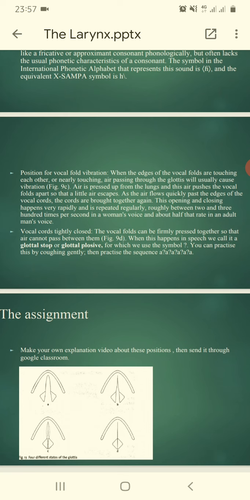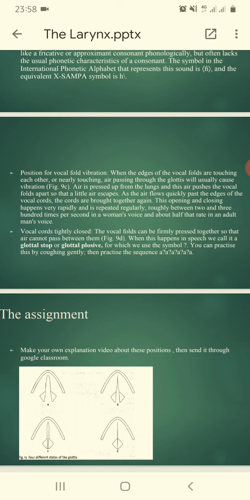Position for vocal fold vibration: when the edges of the vocal folds are touching each other or nearly touching, air passing through the glottis will usually cause vibration. Air is pressed up from the lungs and this air pushes the vocal folds apart so that a little air escapes. Vocal cords tightly closed: the vocal folds can be firmly pressed together so that air cannot pass between them.